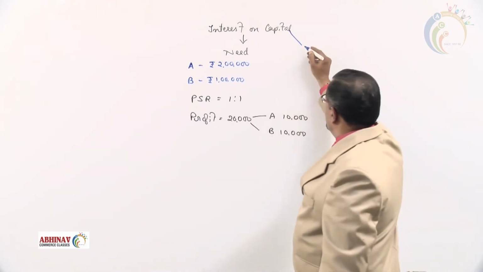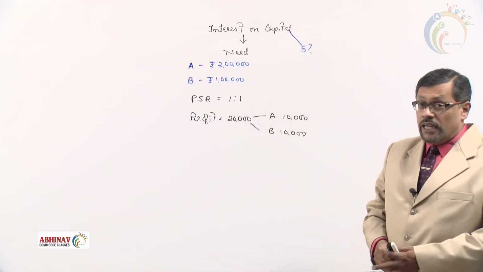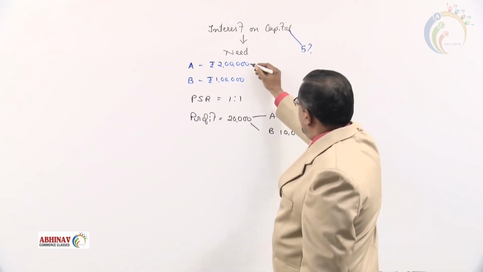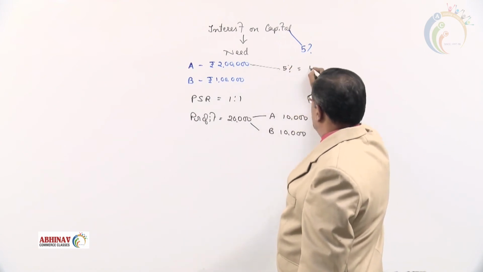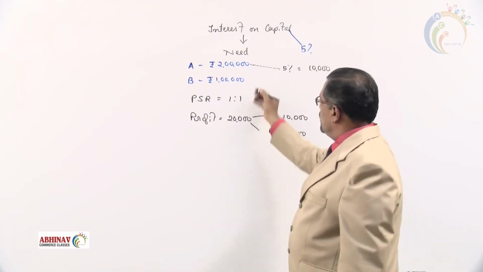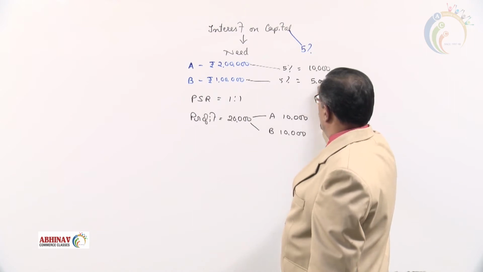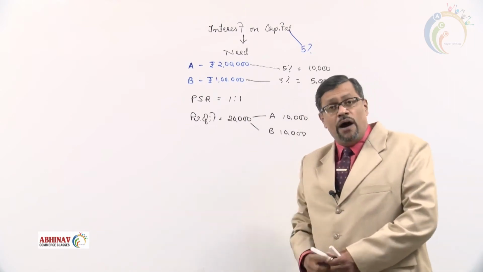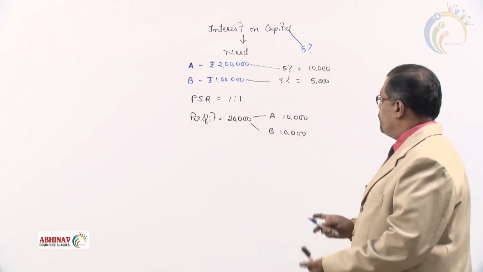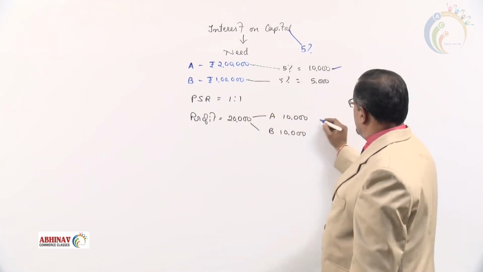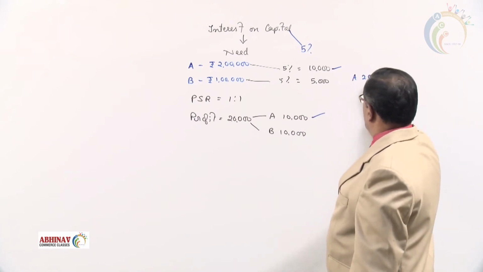For example, interest on capital is, say, 5%. Now see what happens. A, how much is capital? 2 lakhs. Of that 2 lakhs, 5% comes to 10,000. B gets another 5%, so that comes only to 5,000 rupees. Now, at the end of the year, let's see how much the partners are getting. A is getting 10,000 profit and 10,000 interest. So, A is getting in total rupees 20,000.